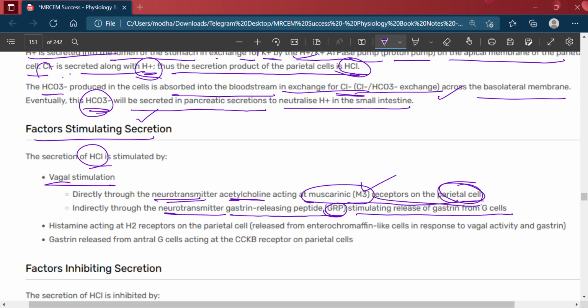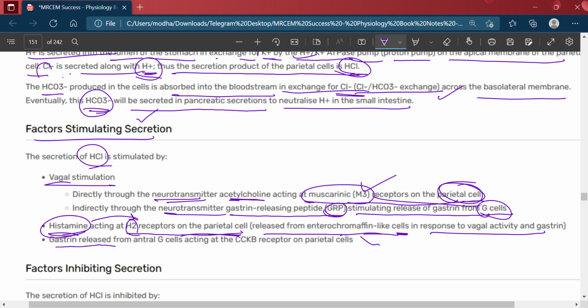Stimulating release of gastrin from the G cells indirectly through the neurotransmitter gastrin releasing peptide, GRP. Then histamine acts at the H2 receptor on the parietal cells, released from the enterochromaffin-like cells. Enterochromaffin-like cells secrete histamine in response to vagal activity and gastrin.